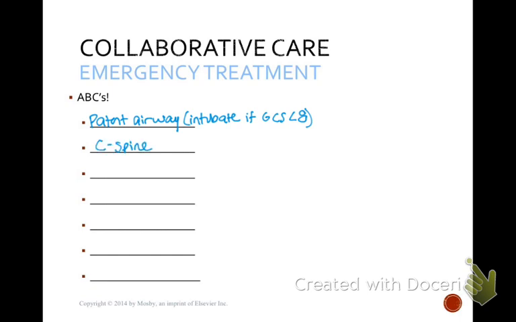C-spine, right? Because we're talking about, like, let's think of a coup contrecoup. What do we just talk about with mobility? We want to prevent further damage, right? Prevent further loss of function. O2.